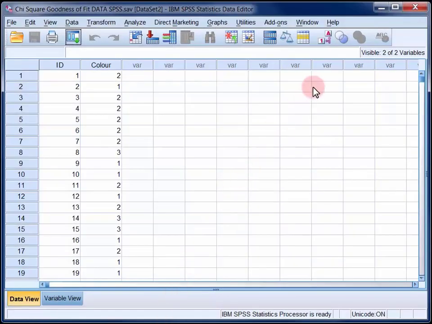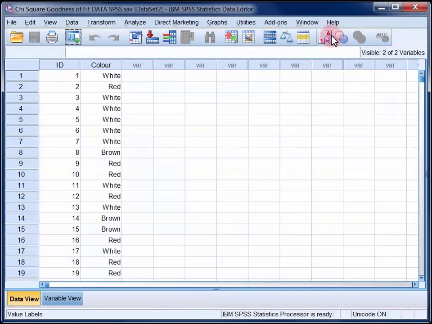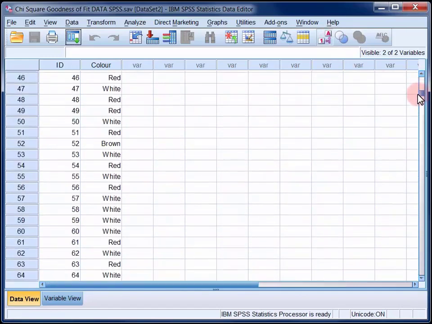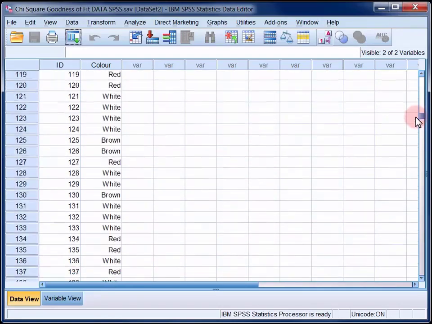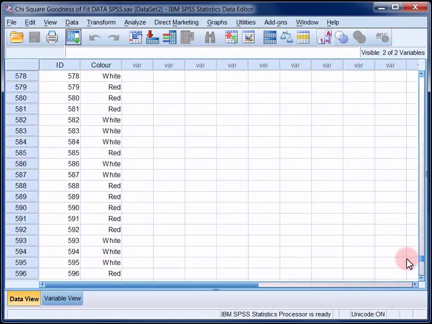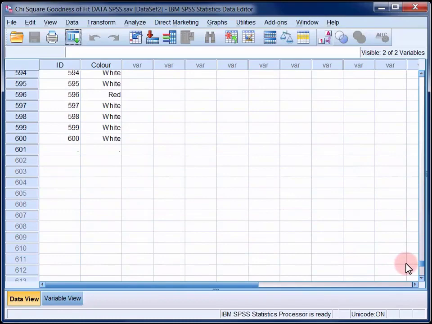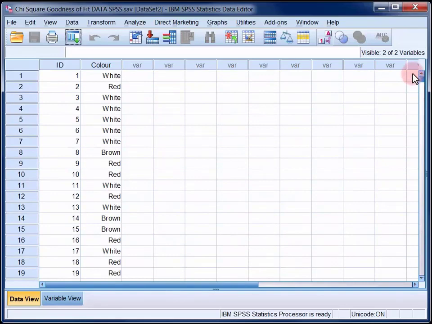So firstly, I'm going to switch to the Value Labels view so you can see which colours the participants actually selected. Now scrolling down the data file, you can see that some shoppers chose white soap, whilst others chose red or brown soaps. And in total, there are 600 cases in the data file. Now, if all three colours are equally popular, we'd expect approximately 200 people to choose each colour, and this is my null hypothesis. So using a chi-square test for goodness of fit, we'll ask whether the actual observations differ from what would be expected under this null hypothesis.